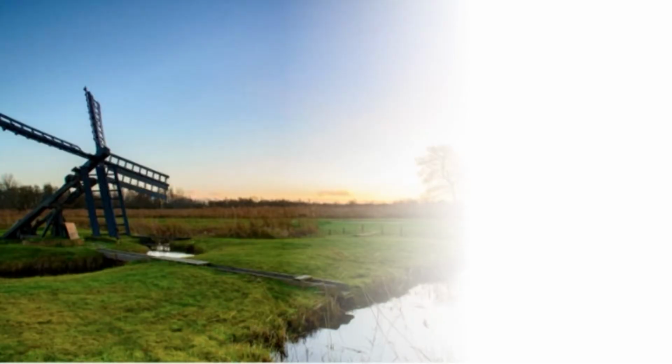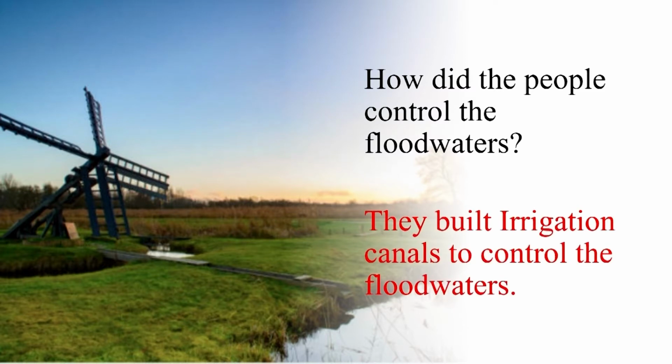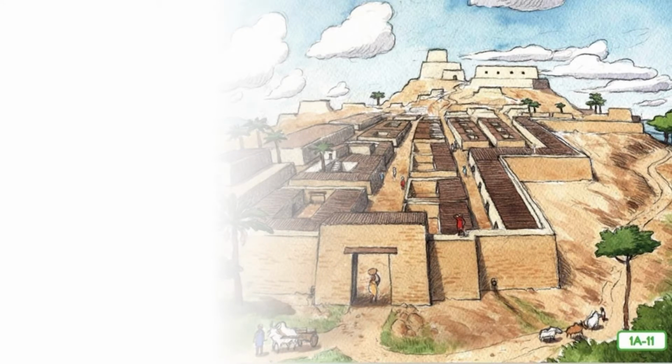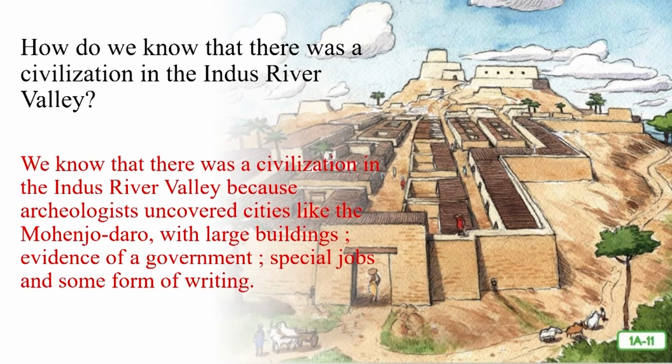But how did the people control the floodwaters? They built irrigation canals to control the floodwaters. That's right. Our final review question is, how do we know that there was a civilization in the Indus River Valley? We know that there was a civilization in the Indus River Valley because archaeologists uncovered cities like Mohenjo-Daro with large buildings, with evidence of a government, special jobs, and some forms of writing. Awesome job. Great review. Before we begin today's Read Aloud, let's go over some vocabulary words.